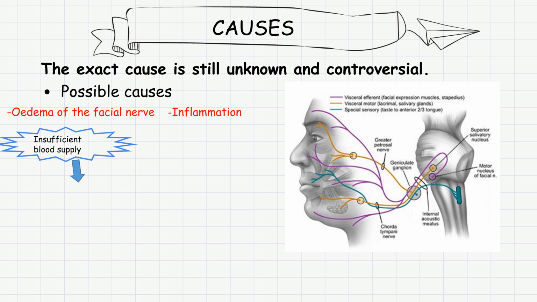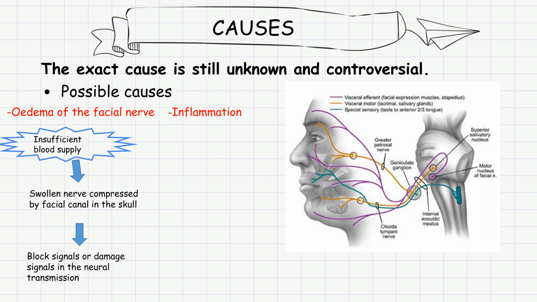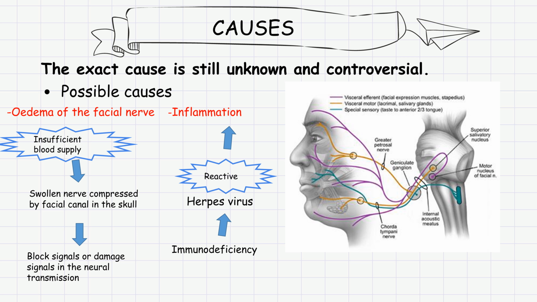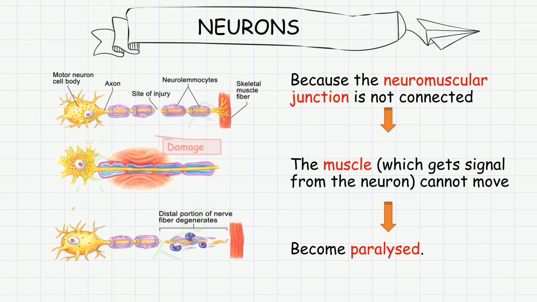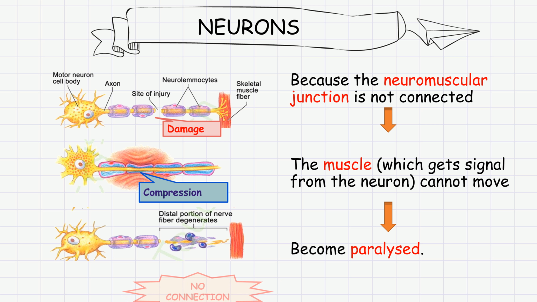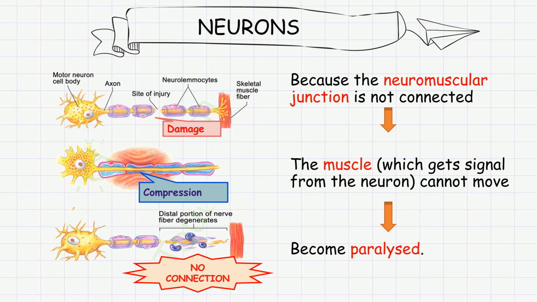Sometimes edema can result in a swollen nerve compressed by the facial canal in the skull, then it might block or damage signals in the neurotransmission. Or when you get stressed, the herpes virus can be reactivated, then cause inflammation in the nervous system. When the motor neuron gets damaged or compressed, the neuron loses its neuromuscular junction, which means the connection with the muscle fiber can be destroyed, then it becomes paralyzed.